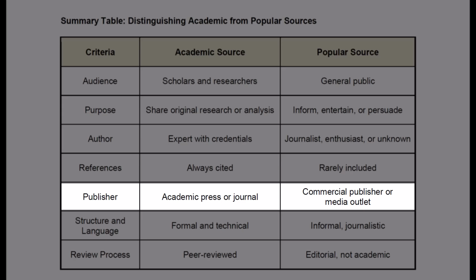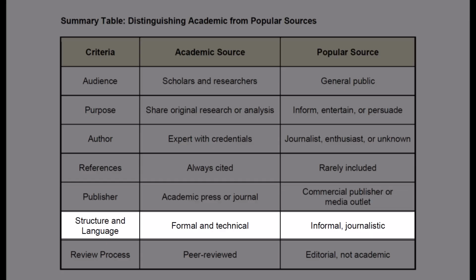Publisher. Academic sources are often published by university presses, professional associations, or scholarly journals. These publishers have editorial standards that prioritize accuracy and academic contribution. Books and journals from commercial publishers may also be academic if they follow rigorous review processes.